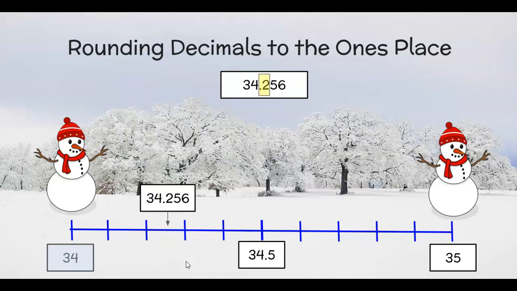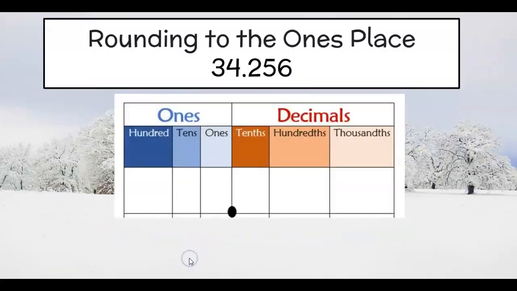Good. Yeah, that's right. It's closer to 34. All right, now to do it on a place value chart that we have. So here's one of our place value charts that we use a lot. And I'm just going to insert the numbers where they are, line them up with the decimal point. So we know we have our 3 in the tens, 4 in the ones, 2 tenths, 5 hundredths, 6 thousandths.